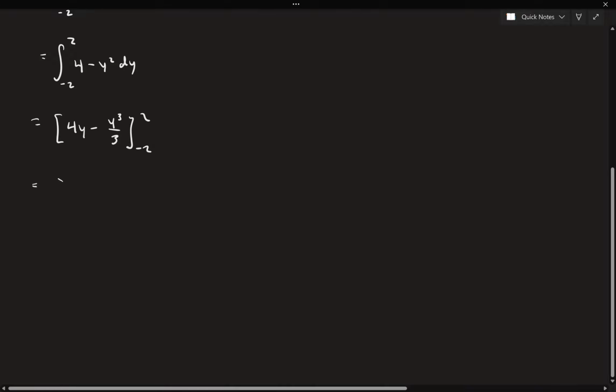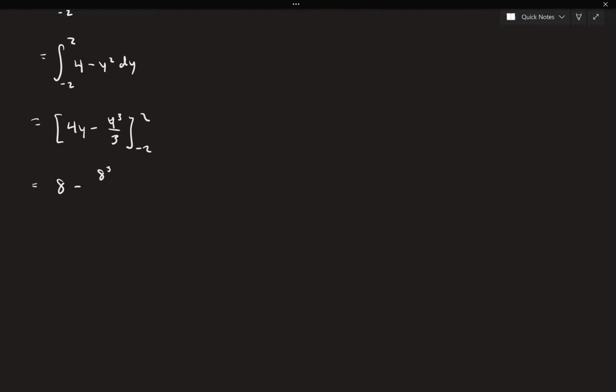And I know this is 8 minus 8 cubed, y cubed. That's 2 cubed, which is 8 over 3, minus -8 minus, careful with your negative signs, -8 over 3, because that's -2 all cubed. So I'll combine everything. I've got 8 minus -8 is 16, and then -8 thirds minus 8 thirds is -16 thirds.